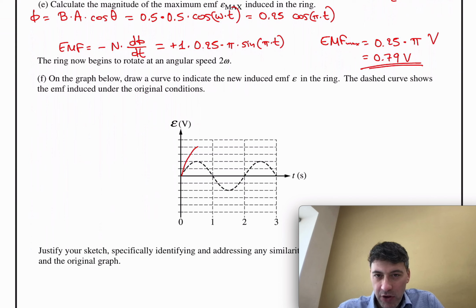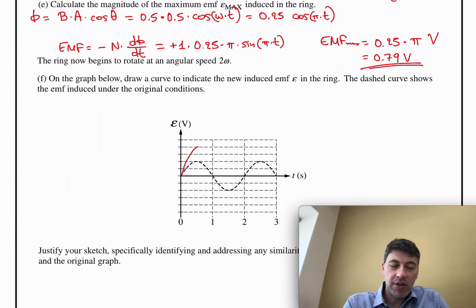However, we have to be a little bit careful now, since the ring is rotating faster. It will finish one complete rotation in less time. So if it needed 2 seconds in order to rotate once, now it will need half of the time, so it will need 1 second to rotate once. So not only will we have a greater EMF, but it will have a squeezed graph. So before, one complete oscillation took 2 seconds, now one complete oscillation will take 1 second, but we need double the EMF.